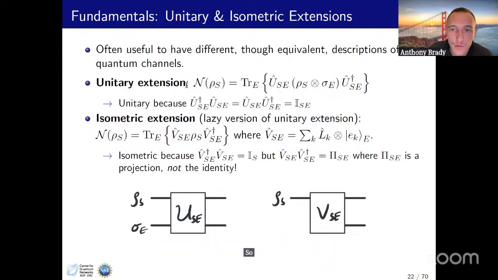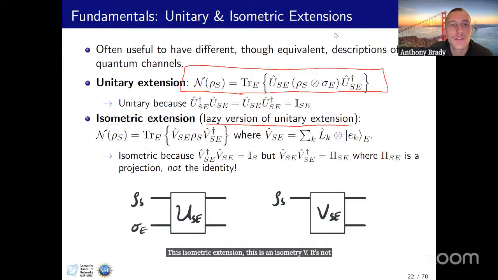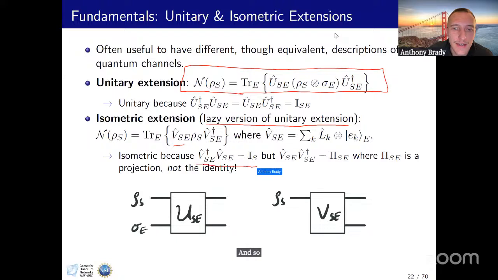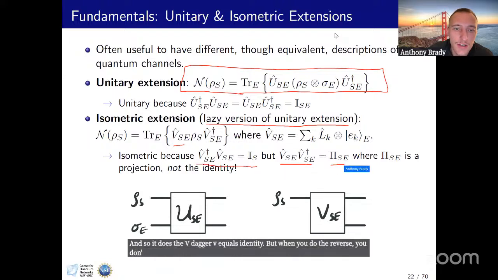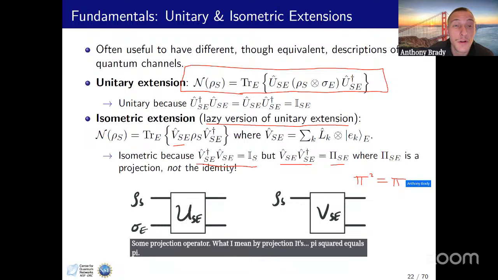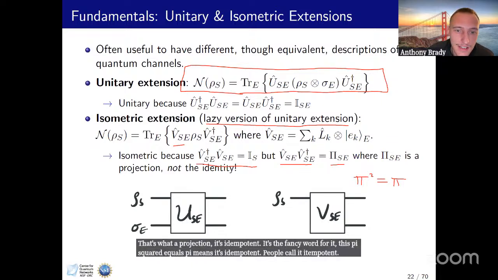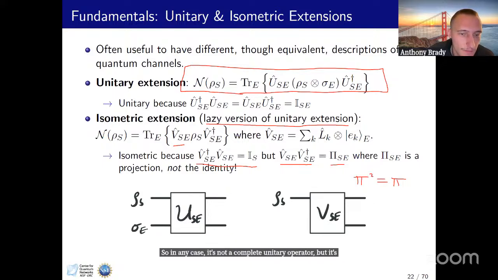So we went over this unitary description before, where you have some unitary acting on some joint system. But there's also the so-called isometric extension, where I got this terminology from Chintao. It's like a lazy version of a unitary extension. This isometric extension is an isometry V. It's not quite a unitary, but it almost is. It's a lazy unitary. It satisfies V dagger V equals identity, but when you do the reverse, you don't get identity. You just get some projection operator. What I mean by projection is pi squared equals pi. That's what a projection is. It's idempotent. So in any case, it's not a complete unitary operator, but it's some isometry.